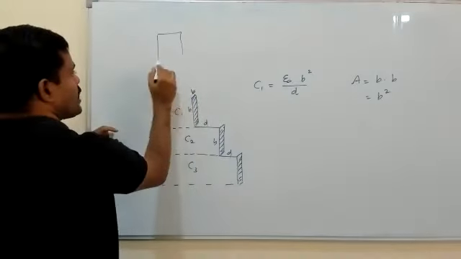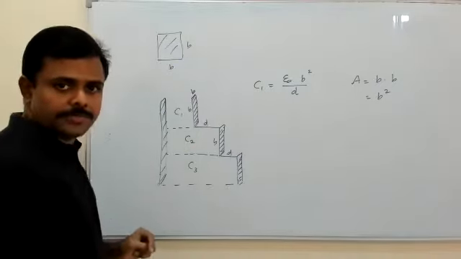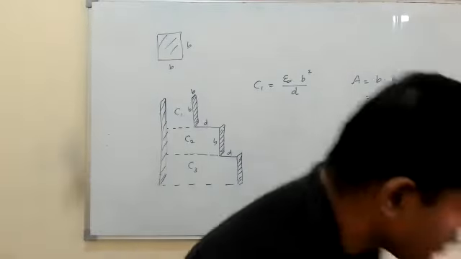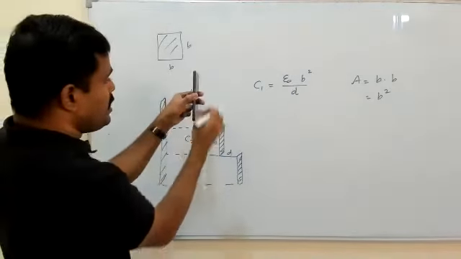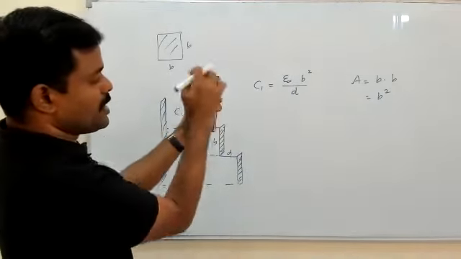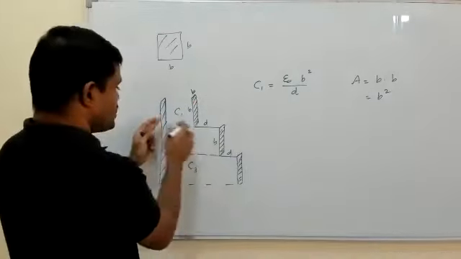Look at this. This is how it looks if you look at the front view. This side is B, this side is B. Understood? So it's like this. See this? Okay, this side is B and this side is B. B square. Understood? B square by distance D.